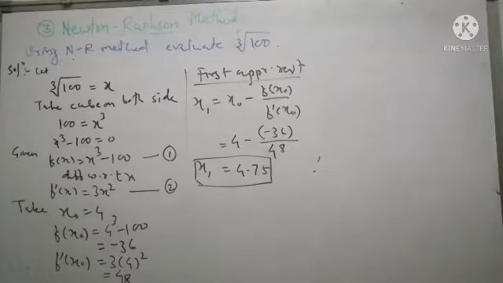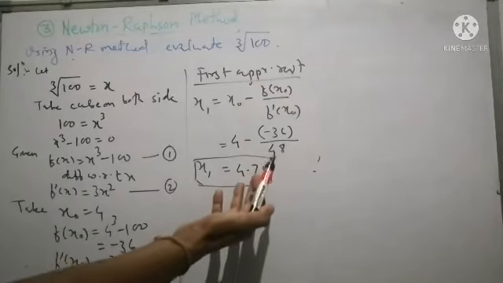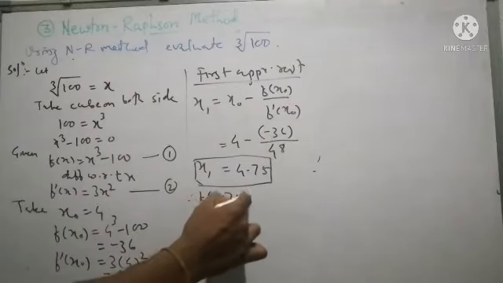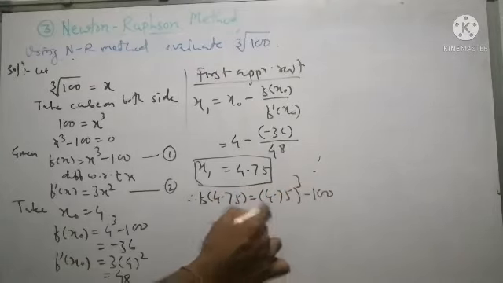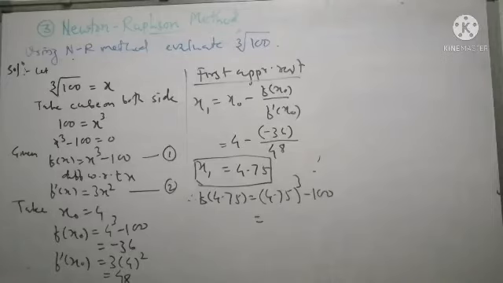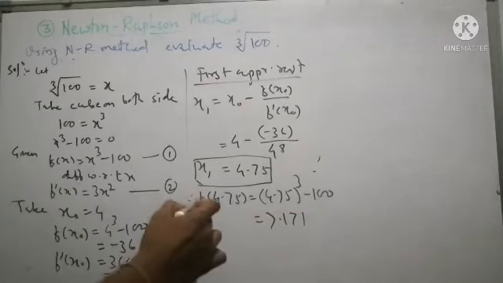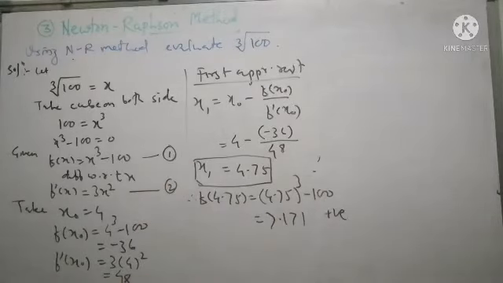We check whether it is an actual root or not. For that we take the value of x as 4.75 in equation number 1. On the left hand side we get f of 4.75, and on the right hand side we get 4.75 bracket cube minus 100. By using a calculator we can evaluate f of 4.75 as 7.171. Now f of 4.75 is a positive value, not equal to 0. So 4.75 is not a root. So we need to calculate the next approximate root x2.